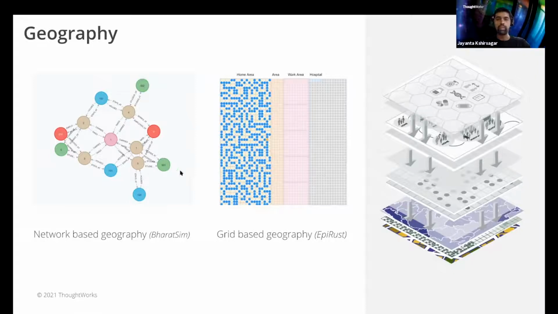On the right-hand side, we see another way of modeling this geography, which is a minimalist model. As we saw with chess, chess cannot exactly imitate the behavior of war, but still is a useful model of a war. So similarly, on the right, we see grid-based geography, where we have dedicated home areas, then we have transport, work areas, and hospitals. And then there are these dots which we can see, those are nothing but individuals. These individuals will start interacting once we start the simulation, and that will lead to the generation of certain patterns.